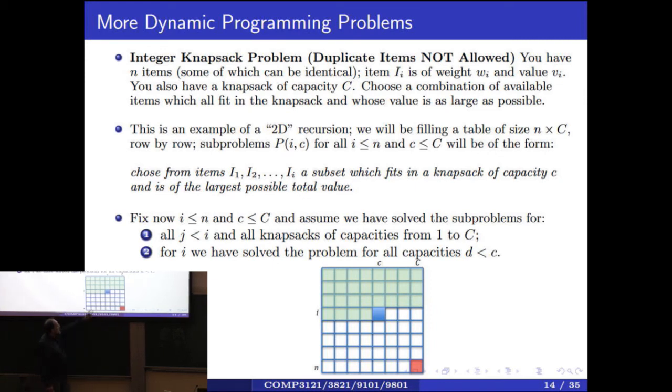Assume that we fill the table, all the green cells are filled, and now we want to fill the blue cell. What is the subproblem for the blue cell? Among all objects from 1 to I, fill optimally a knapsack of capacity small c. How do we do that? Now, careful: each element can be taken only once. Either you take it or you leave it. So how would you fill the knapsack? What are your options?